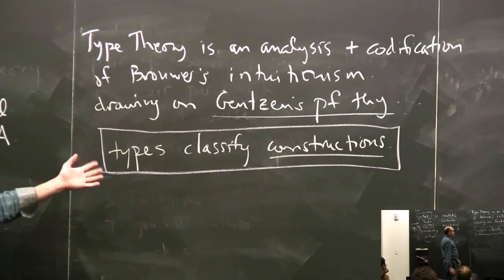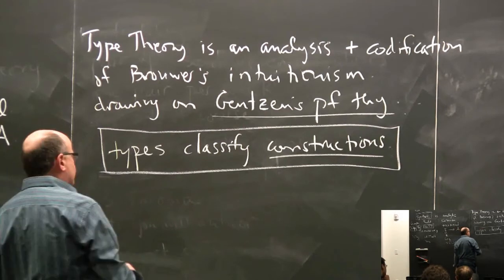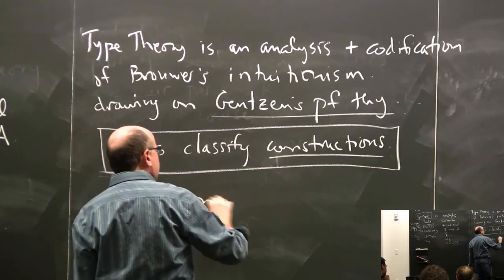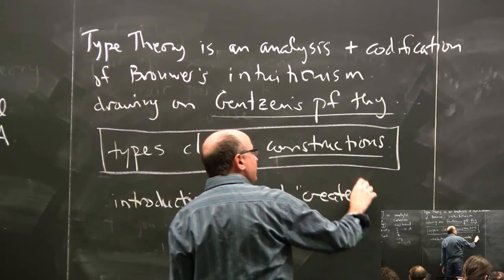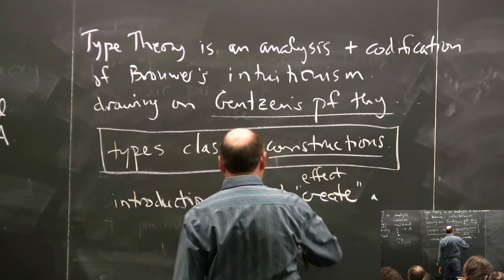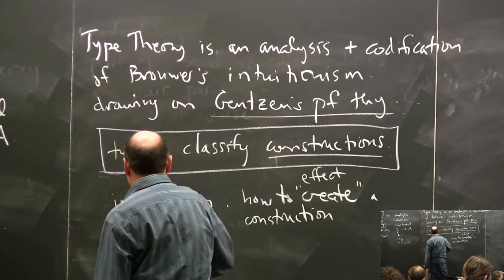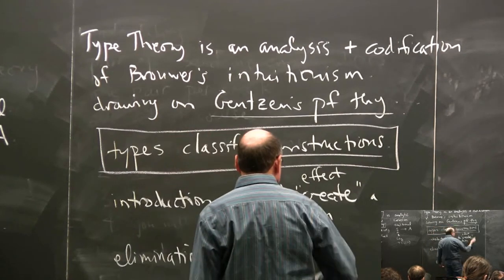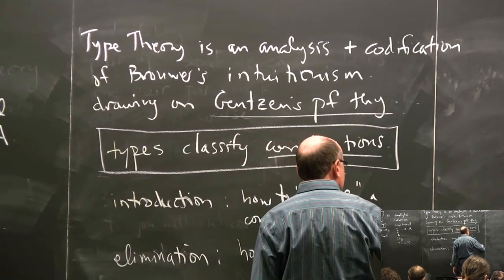But there are some basic principles. The idea, which is drawn from Gentzen, is to tell you what the forms of construction are. You have what are called introduction rules, which tell you how to create, or effect, a construction of a particular kind. And you have what are called elimination rules, which I'll show in practice, which say how to deconstruct a construction and how to use a construction in the course of building another one.